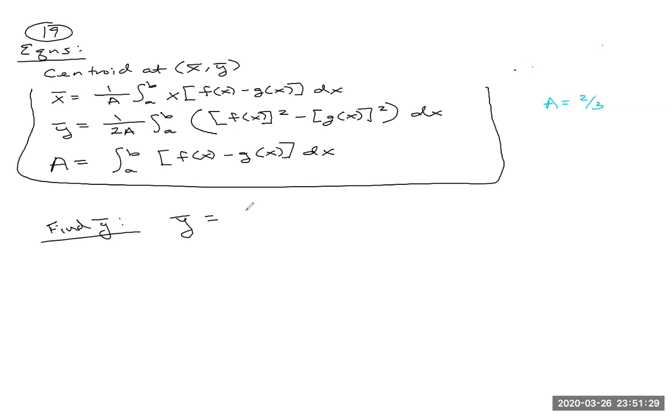Y bar is equal to 1 divided by 2 times your area. Your area is 2/3. And then you're multiplying that by your integral from a to b. Now we have f of x, that is your 5th root of x. You're going to be squaring that. Subtract, you're going to have g of x, which is x to the 5th. You're also going to square that.